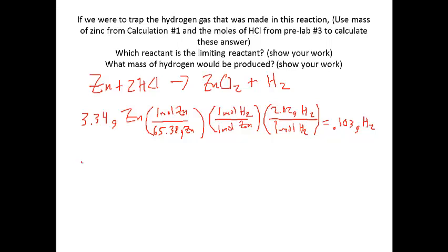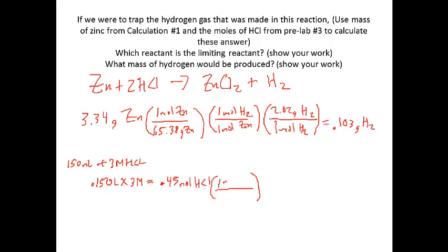Now I also need to use the HCl. If you remember in the pre-lab, it talked about doing this calculation. You had 150 milliliters of 3 molarity HCl. So 150 milliliters, 0.150 liters times 3 molarity will give us the number of moles, which in this case is 0.45 moles HCl.